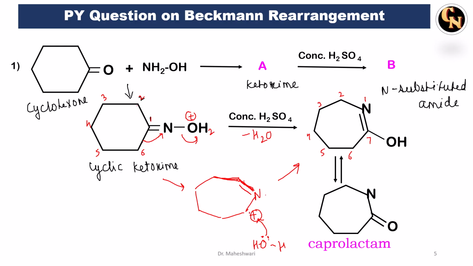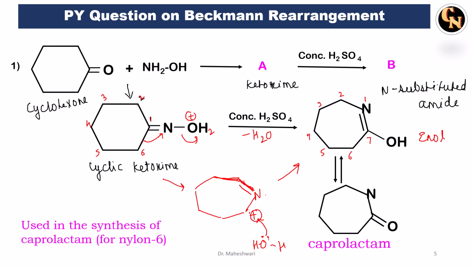Now enol will get converted into amide. This is known as enol formation. Enol will get converted into amide, and the name of this compound is caprolactam. Okay, students, and you know that caprolactam is one of the starting materials for nylon 6. So this way caprolactam can be used for synthesis of nylon 6.